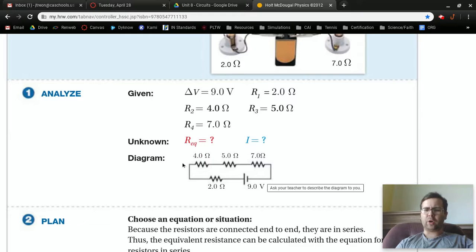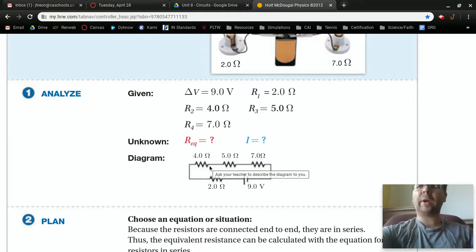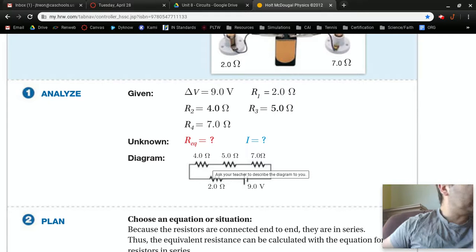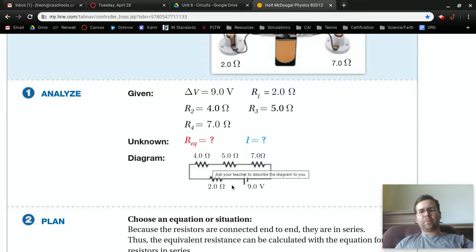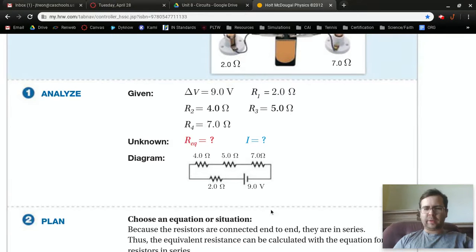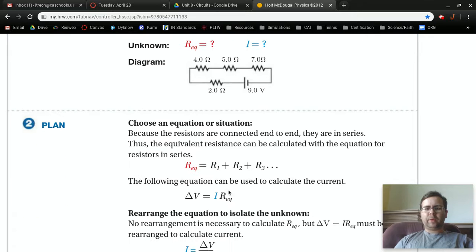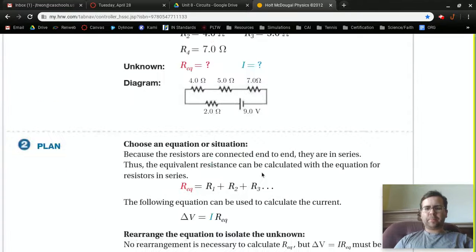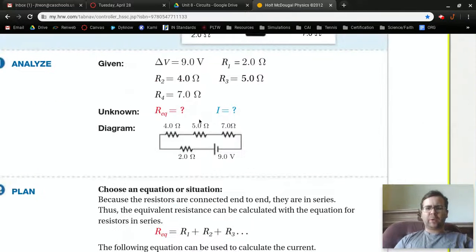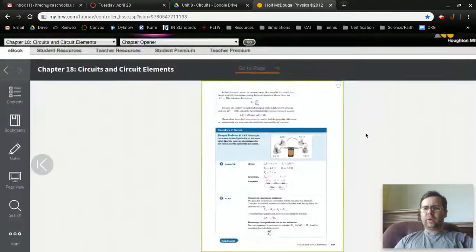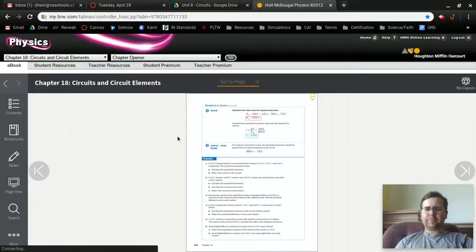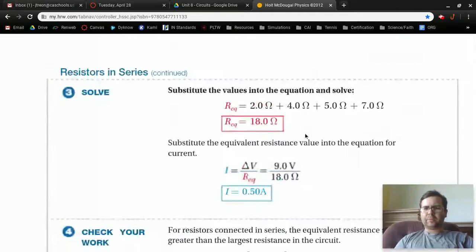So first I want you to draw the circuit. It doesn't have to look exactly like this. It could have one resistor on each side of the rectangle. But anyway, you add up all these resistors. That's pretty easy, right? Add them all up. And so 4 plus 5 is 9. 9 plus 7 is 16. 16 plus 2 is 18. So the equivalent resistance here is 18. So that's what they get on this page.